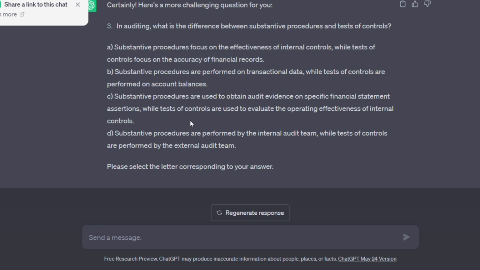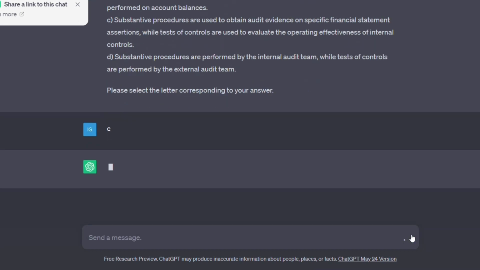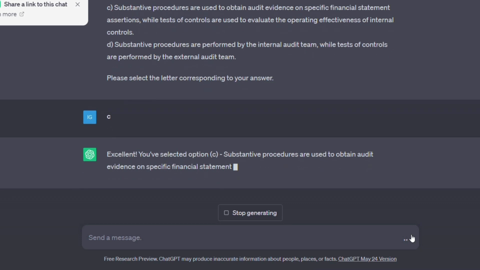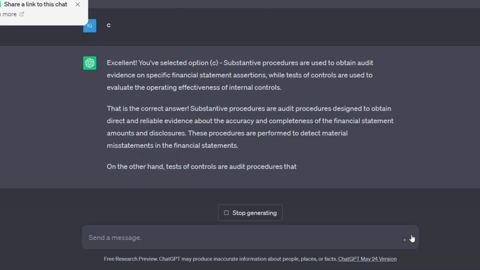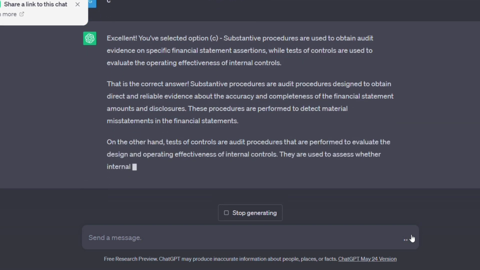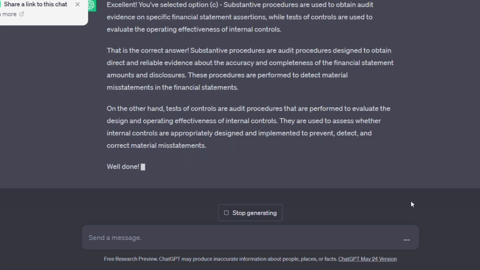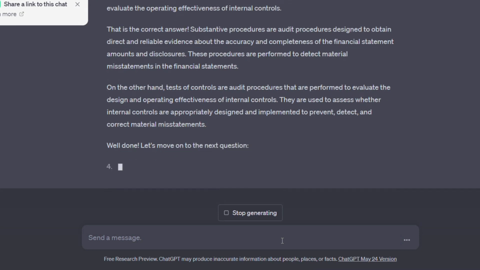Can be. Substantive procedures are performed by the internal audit team. No. While tests of controls are performed. No, no, no, no. So the correct answer for me is letter C. Next. Excellent. So, mo na to yung challenging? Okay. More questions pa. Yes. Let's move on to the next question.